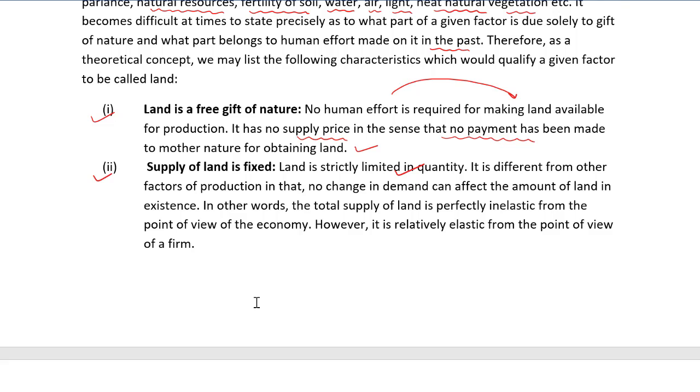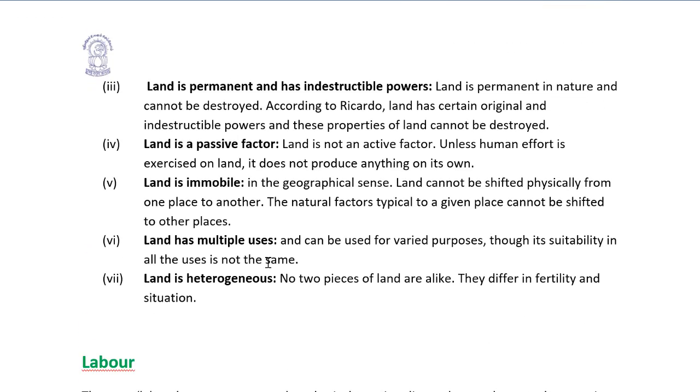It is limited. A lot of opportunity cost is involved with the land. It is different from other factors of production in that no change in demand can affect the amount of land in existence. In other words, the total land supply is perfectly inelastic from the point of view of the economy. However, it is relatively elastic from the point of view of the firm. I believe you understood. Third, land is permanent and has indestructible powers.